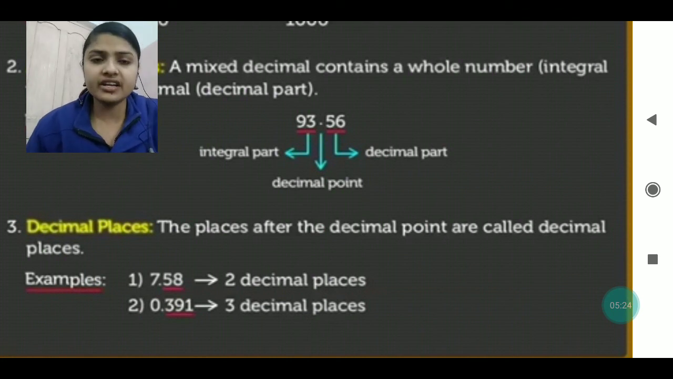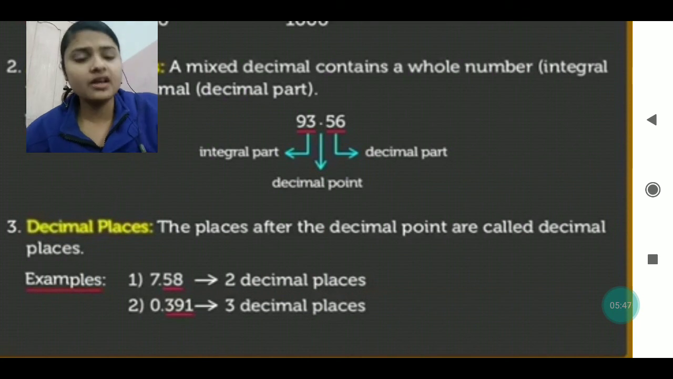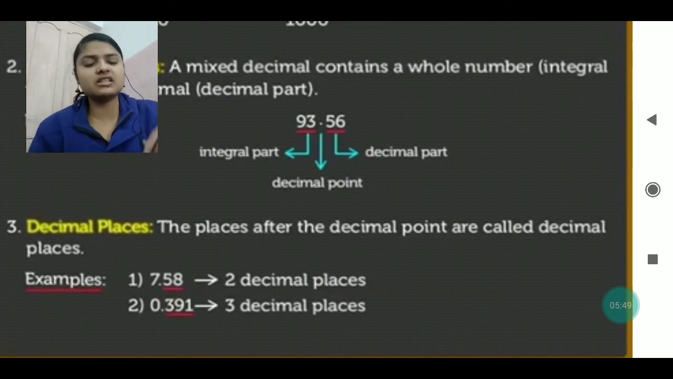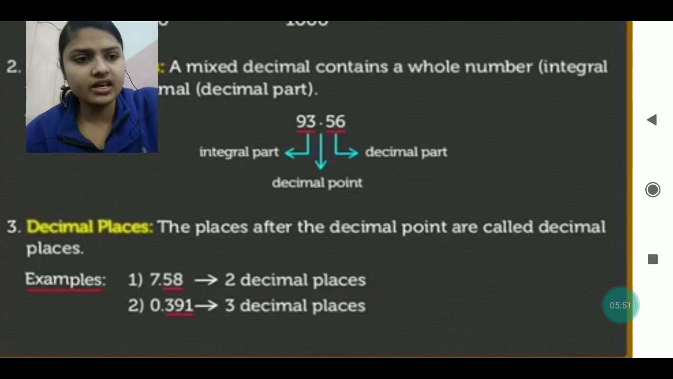You can see written here 7.56. So after the decimal point 5 and 6, a two digit number is there, so there are two decimal places. In the same way 0.391 is there, so after the decimal there is a three digit number, that is 3, 9 and 1. So after the decimal there are three numbers, so there are three decimal places. So this is a kind of review I have given about the decimal. Now just move on.